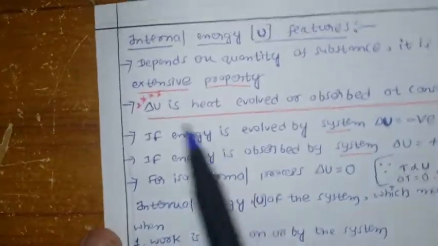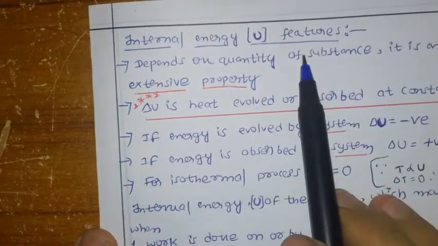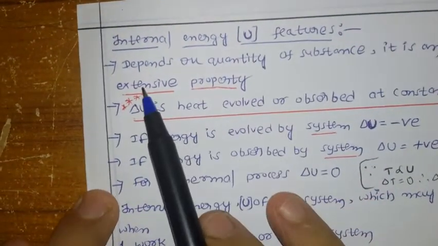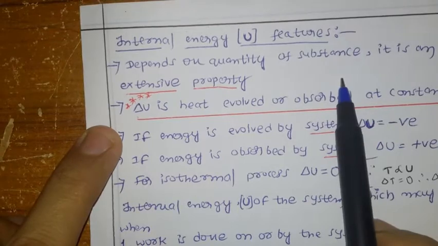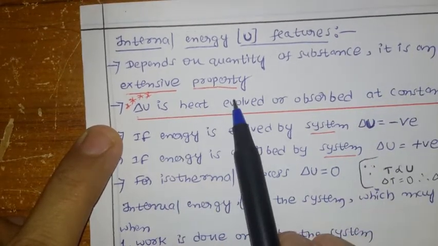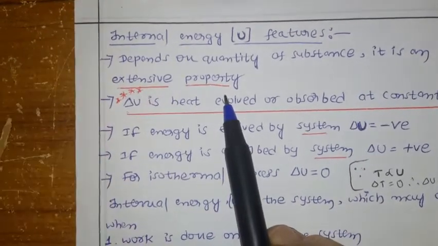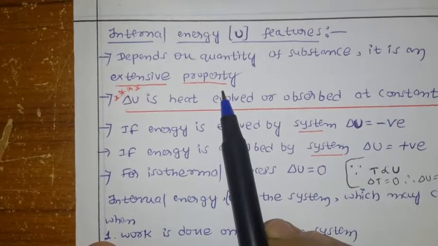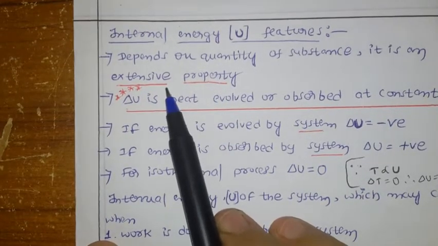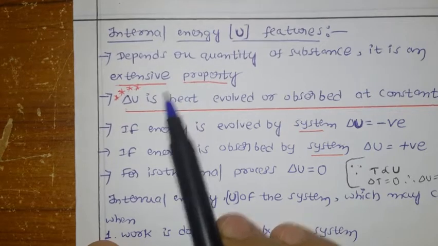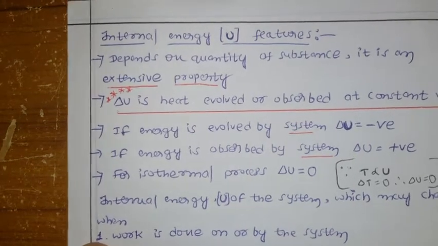Now let us see the properties of internal energy. It depends on the quantity of substance, so it is an extensive property. In the last video we discussed extensive properties and intensive properties. Extensive properties mean they depend on the mass. So internal energy depends on the mass.